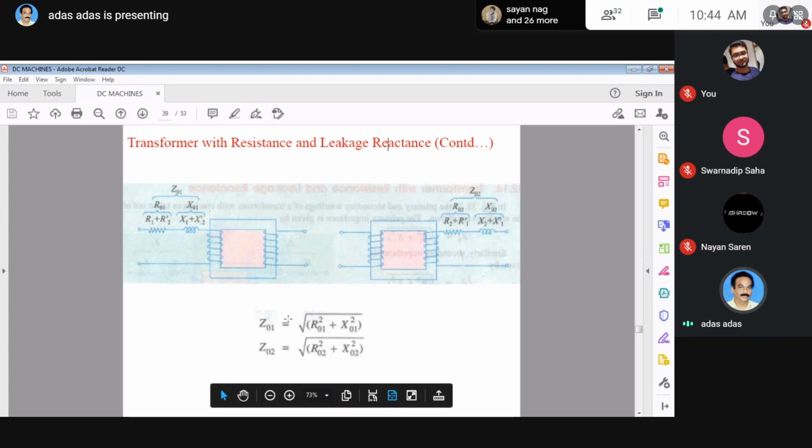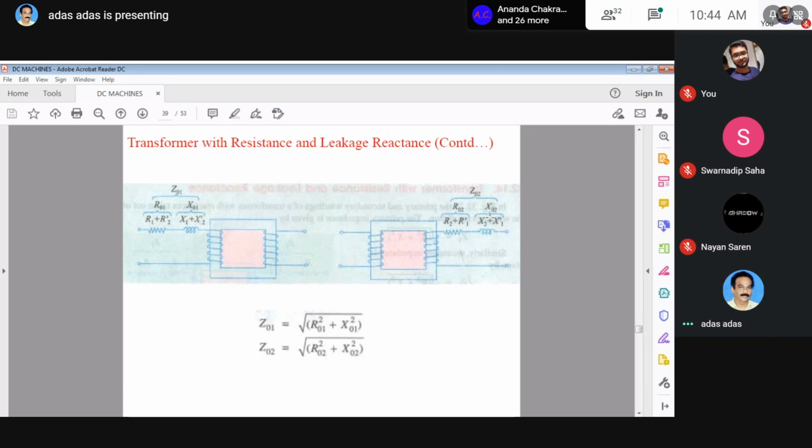This is your Z01. Similarly, this figure shows all the resistance and reactance, that is impedance, referred to the secondary side. And these are the explanations. Z02 consists of two portions, R02 and X02. R02 consists of two portions, R2 plus R1 dash, and X02 consists of two things, X2 plus X1 dash. These are explained already.